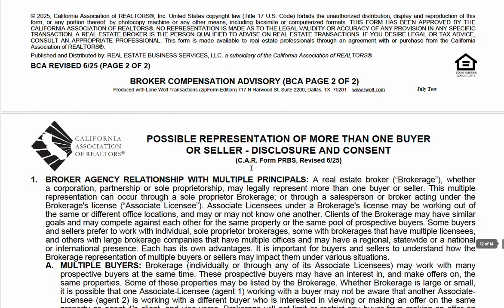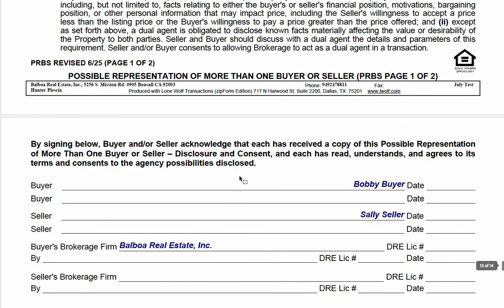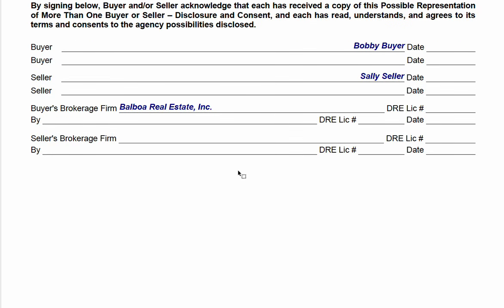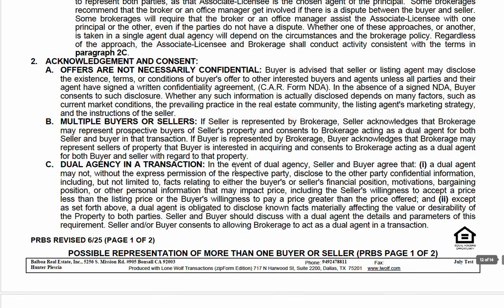And all this is disclaimer. You can read through it. Maybe you're having trouble sleeping at night. Go ahead and just print one of these out, put on your nightstand, and I assure you, you'll fall asleep very quickly.